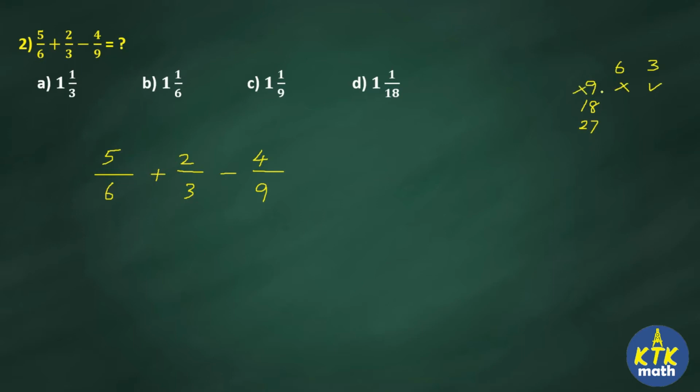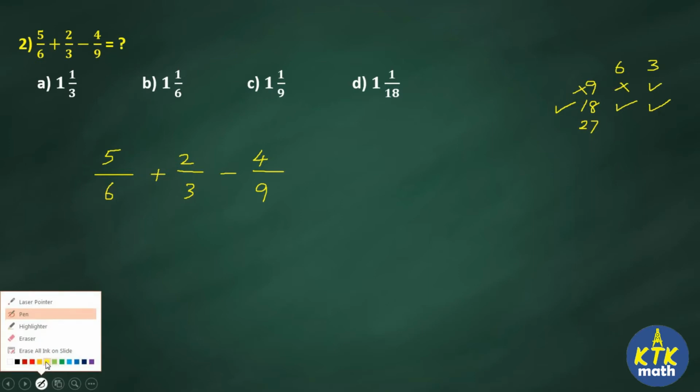So check the next number, 18. 18 comes in the 6 table as well as in the 3 table. Therefore I can use 18 as LCM. Again I'll explain: take the greatest denominator's table and check whether the other two numbers come in the table or not. So here I need to change all the denominators to 18.